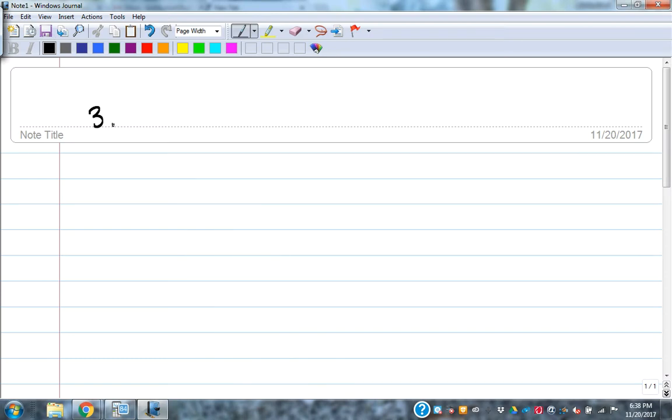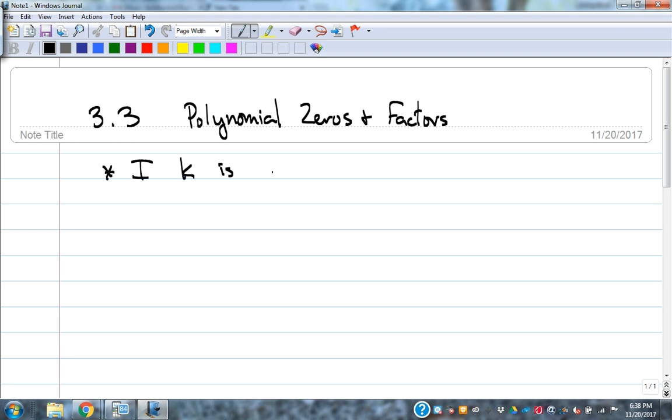We're going to be in section 3.3, polynomial zeros and factors. What we're going to be building out of this... Okay, so with polynomial zeros, if k is a zero of the polynomial, k is the same thing we talked about last week, then x minus k is a factor.